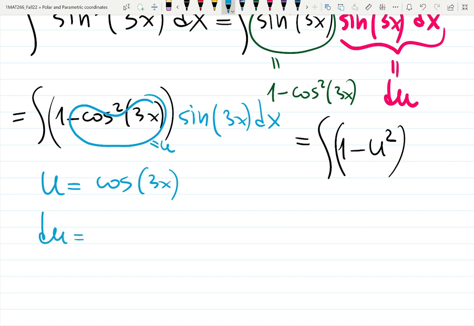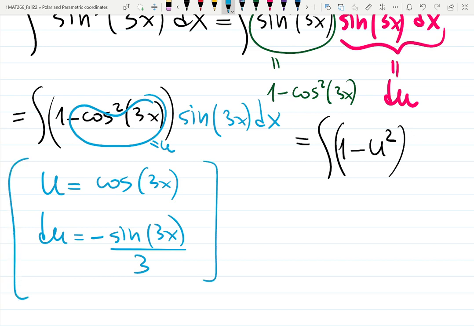Then du will be, derivative of cosine is minus sine 3x over 3. Correct or not? Multiply by 3. So don't forget, that's a common mistake I saw on a test. It is times derivative of the function inside times the leading coefficient. When you differentiate, you multiply. When you integrate, you divide, because integration undoes differentiation. dx.